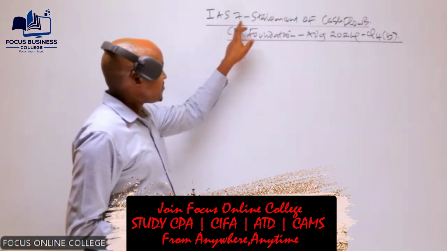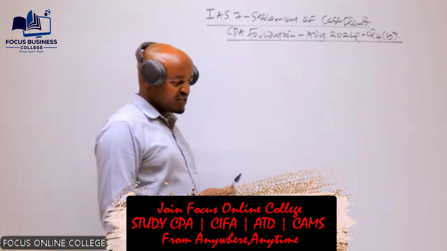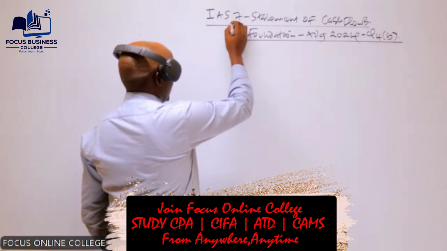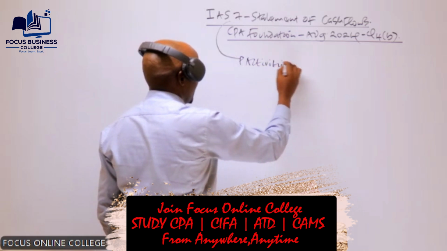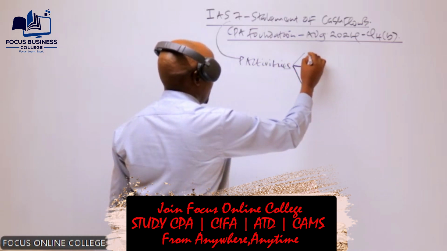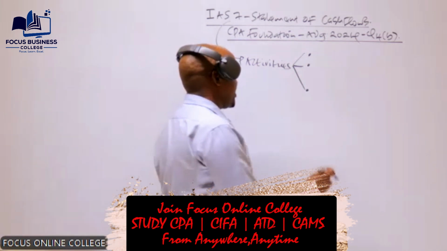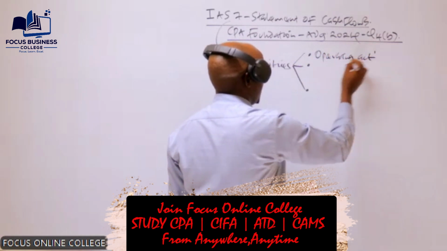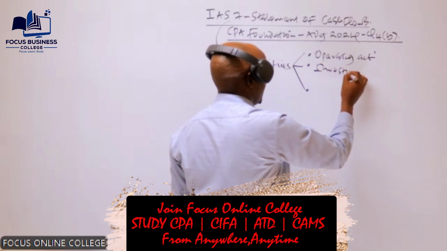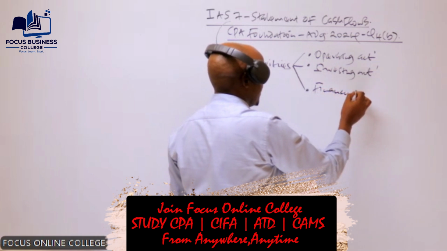Now, a statement of cash flows should be prepared in accordance with this particular standard, International Accounting Standard number 7. And actually, this standard requires that when a statement of cash flows is being prepared, the various activities which are undertaken by the company are classified into three categories. I hope you can recall those three categories. Number one, we have the operating activities. Number two, we have the investing activities. And number three, we have the financing activities.